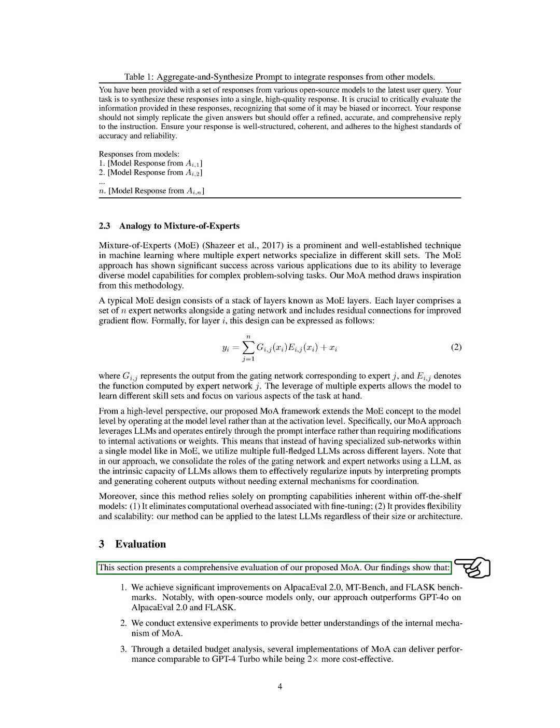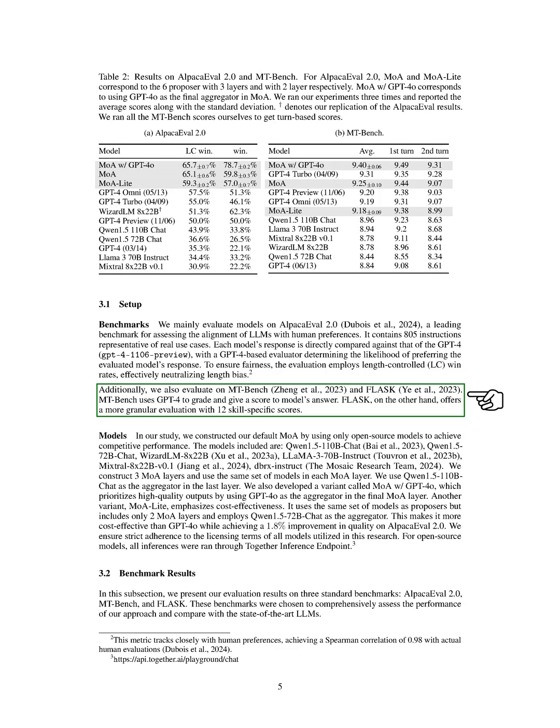Our evaluation demonstrates that MOA achieves significant improvements on various benchmarks such as Alpaca Eval 2.0, MT Bench, and Flask. Notably, using only open-source models, our method outperforms GPT-4o on Alpaca Eval 2.0 and Flask. Through detailed experiments and budget analysis, we show that different implementations of MOA can achieve performance comparable to GPT-4 Turbo while being more cost-effective. We evaluate our approach on benchmarks like Alpaca Eval 2.0, MT Bench, and Flask, which assess model alignment with human preferences and provide detailed performance scores.